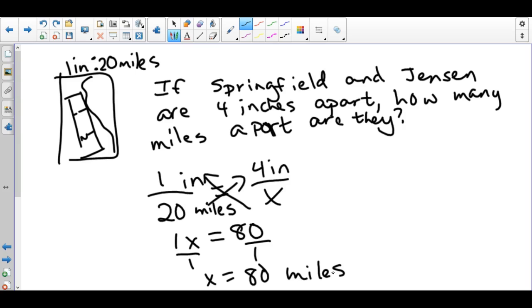Anytime you're doing a word problem, always double check and make sure it makes sense. If I said they're 80 feet apart, that doesn't make sense. Towns aren't that close together. They're usually measured in miles. So just double check that as you work through any word problems. So that concludes our discussion of proportions and similar figures.